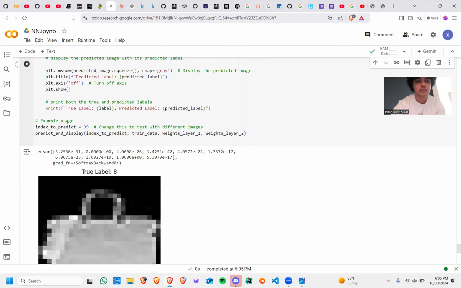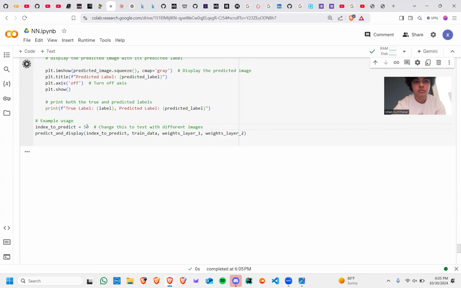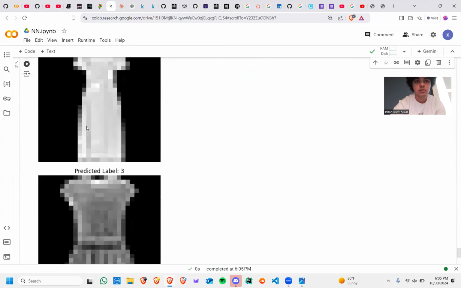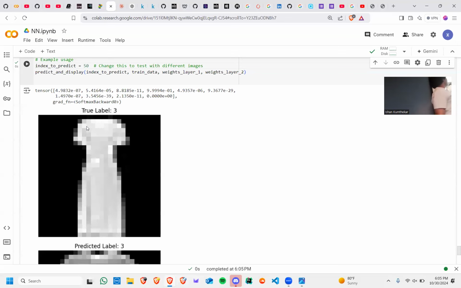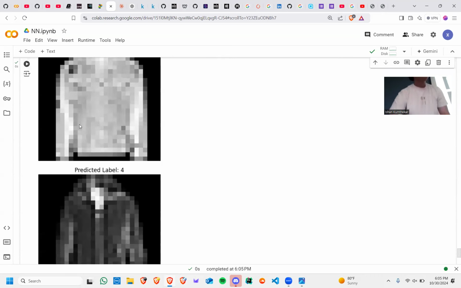This is the same example. Let's do something else. Yeah, so as you can see, true label was 3, the predicted label was 3. You can play around with different indices. True label was 4, predicted label was 4. As you can see, our neural network is doing pretty well. If I let this run for, let's say, 90 more epochs, it would be really, really accurate. But obviously, we don't have time for that.